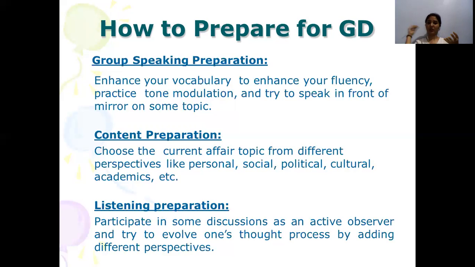And content preparation is again a current affair or a very hit topic in day-to-day life. So the chances are that it will come in the topics as a group discussion. Listening preparation: then you can be an active observer and you can listen to a lot of people, listening to their perspectives and then analyzing them.